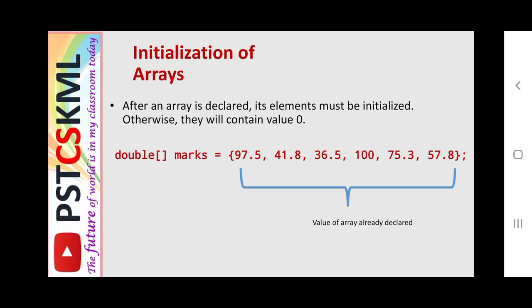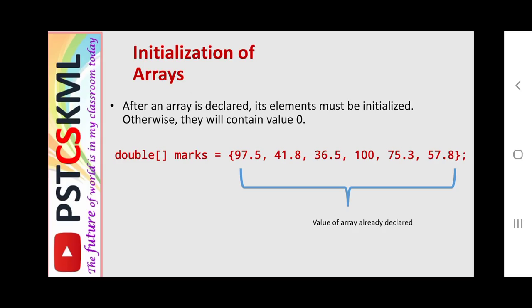There are 97.5 as the first value, 41.8 as the second value, 36.5 as the third value, 100 as the fourth value, 75.3 as the fifth value, and the last one is 57.8. All values are separated by commas, and start with a left brace and end with a right brace and a semicolon. So there are 1, 2, 3, 4, 5, 6 values in this array. The length of this array would be 6.